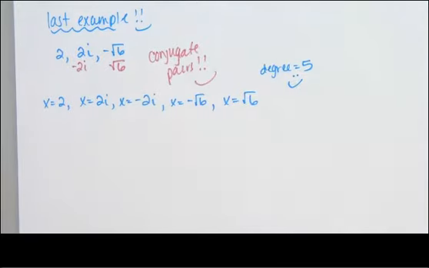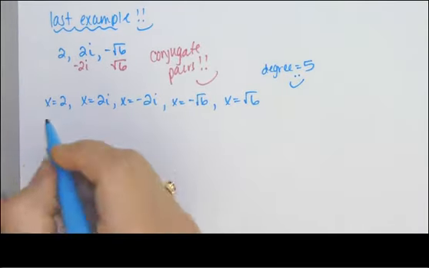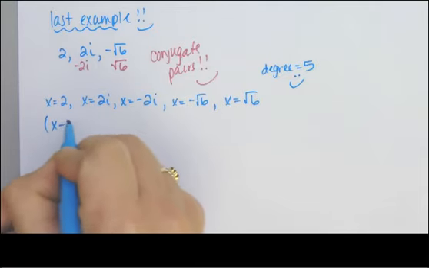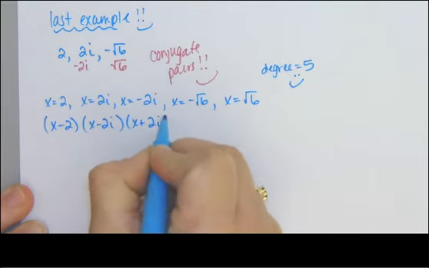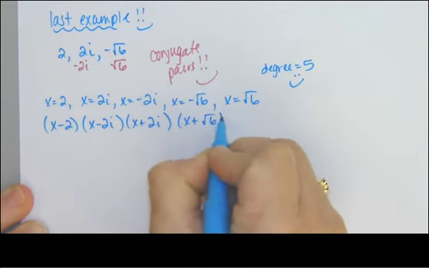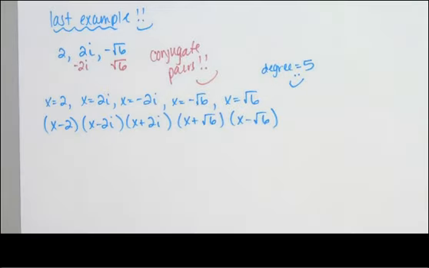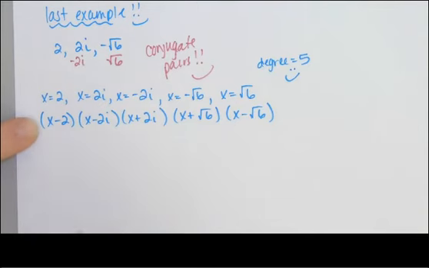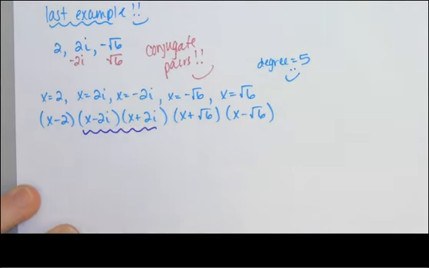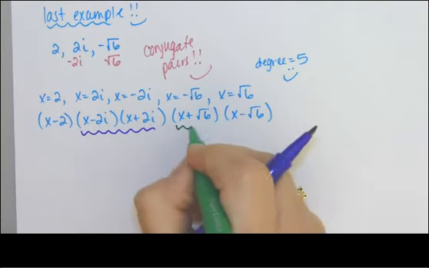All right, let's change these to factors. X minus 2, x minus 2i, x plus 2i, x plus radical 6, x minus radical 6. And maybe think about what I'm going to try to FOIL first, because I want to get rid of any imaginary radicals that I can. So I'm going to leave the x minus 2 alone. I'm going to go ahead and FOIL my imaginaries first. And then I will go ahead and FOIL my radicals.